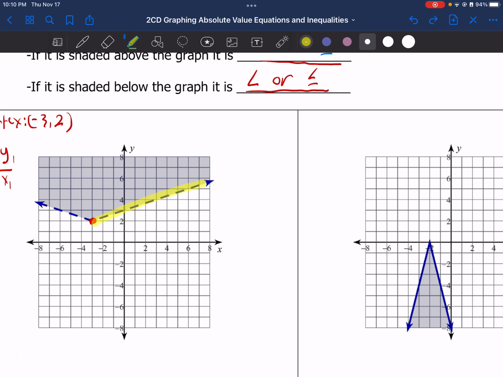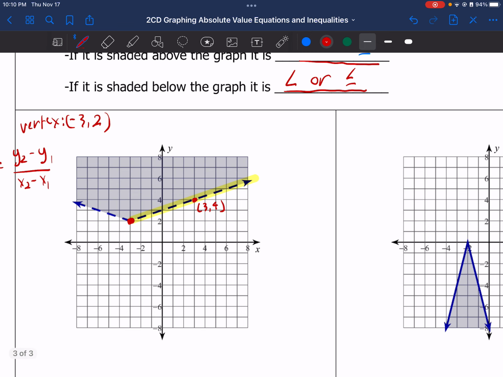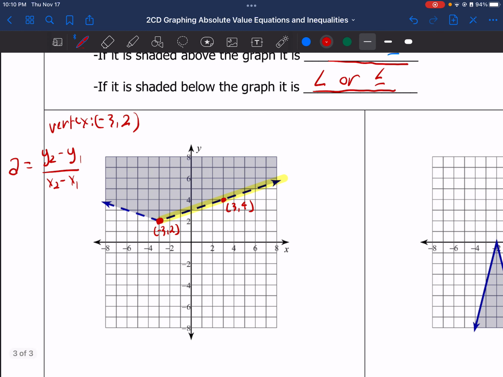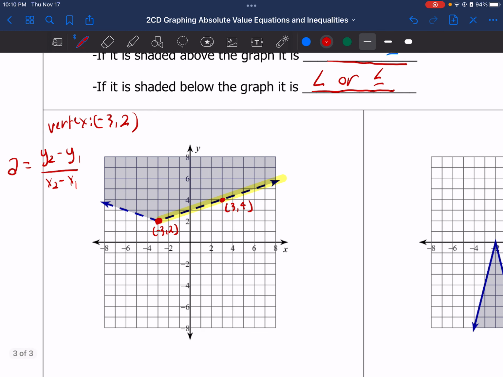This line right here. And just find the nicest point. Well, I see that there might be a nice point right here at 3, 4. So now I'm going to use these two coordinates, this coordinate here, -3, 2, our vertex, and 3, 4 to find our slope. We're just going to plug it in.